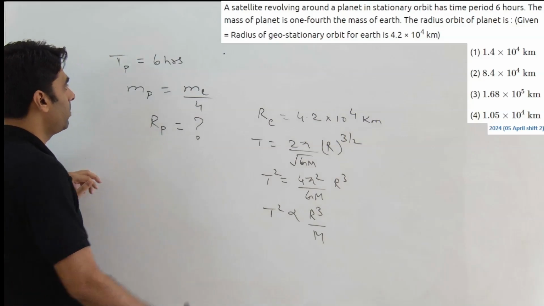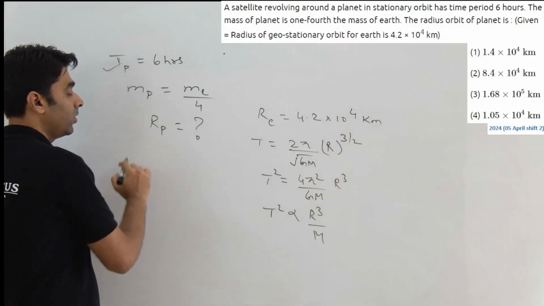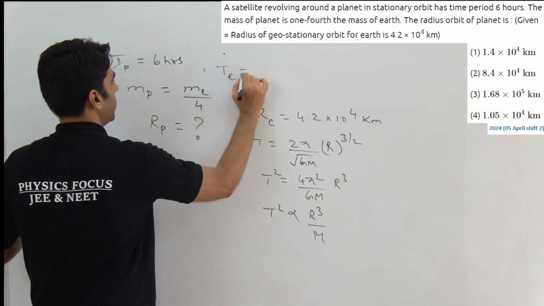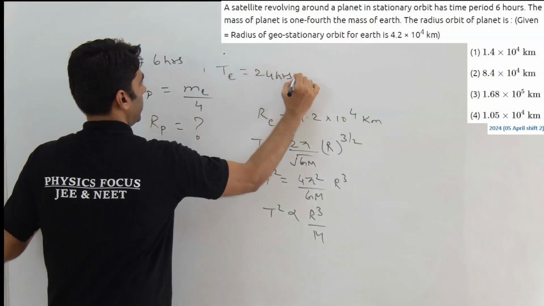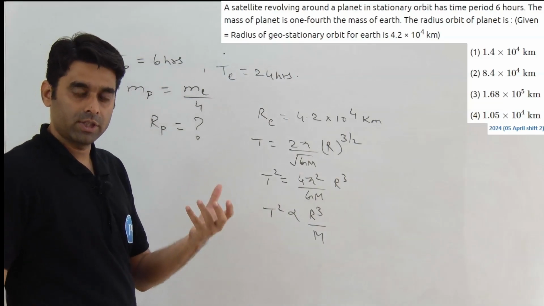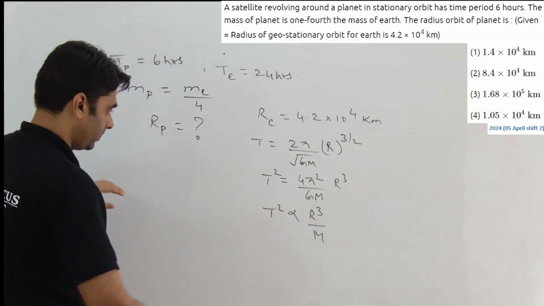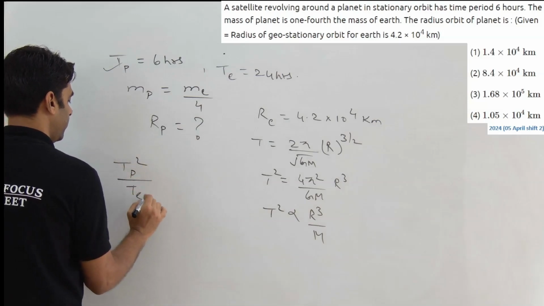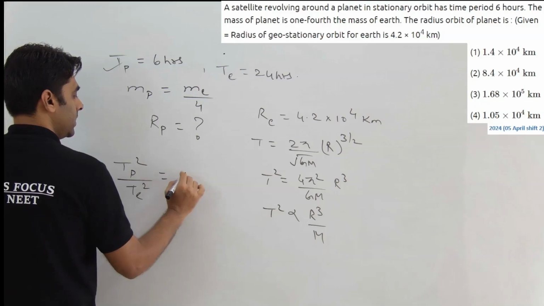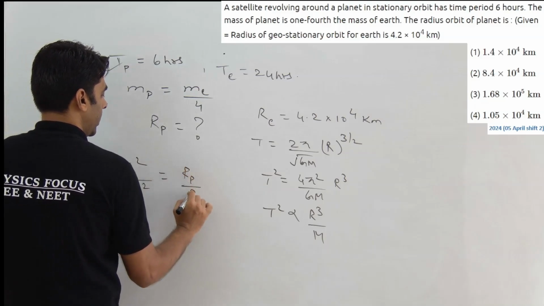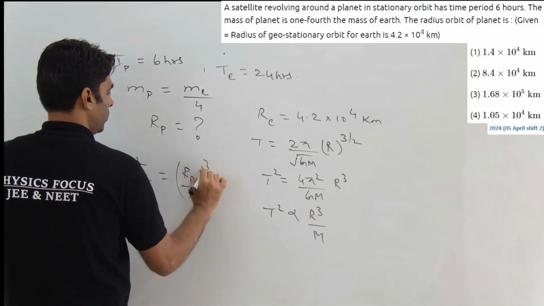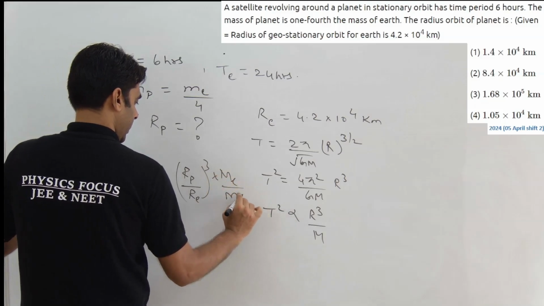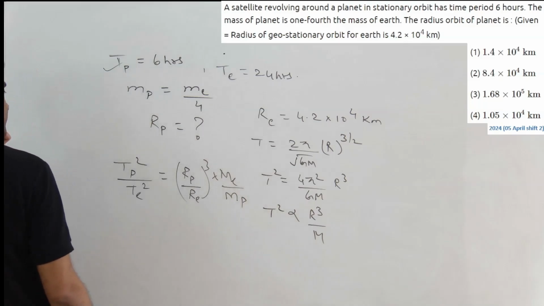Now, we have to compare for your planet and for your Earth. For Earth, how much will be the time period? For Earth, the time period is 24 hours. This will be the time period for a stationary orbit satellite. Now we can write time period of planet square by time period of Earth square is equals to Rp by Re whole cube into Me by Mp. Fine. Let's see over here.